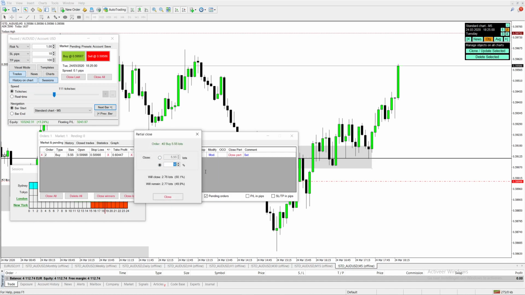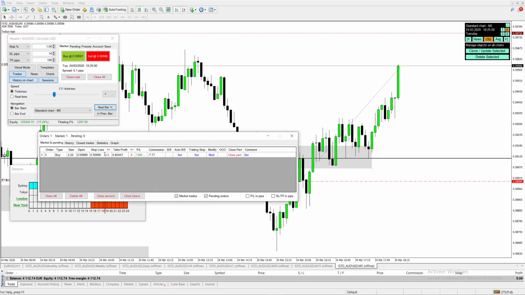Now it's time to take a partial. 1 to 3. Always take a partial at 1 to 3. I don't care whatever you're doing. 1 to 3 is very, very good. So let's take off 60%. And then we have a 40% runner. So now we banked. Let's see, we banked about 2%.